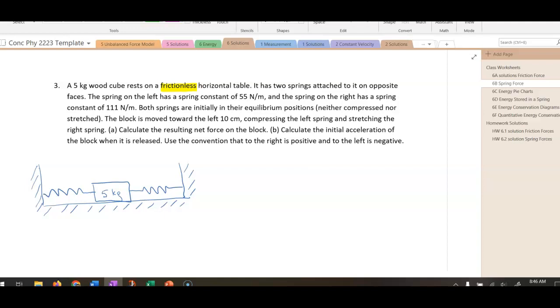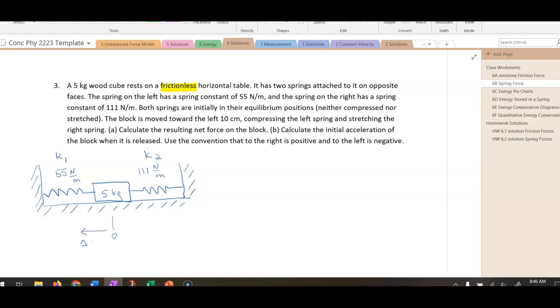Okay, it says the spring on the left has a spring constant of 55 newtons per meter. And I'm going to call that spring 1. And I'll call the one on the right spring 2, just to make it simpler. The spring on the right has a K of 111 newtons per meter. Initially, both springs are in their equilibrium positions. But then the block gets moved toward the left by 10 centimeters.